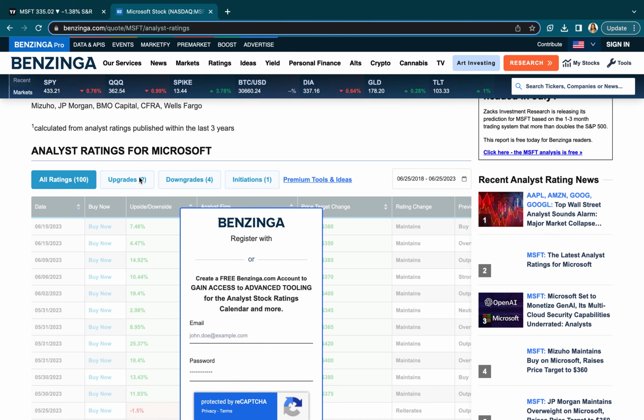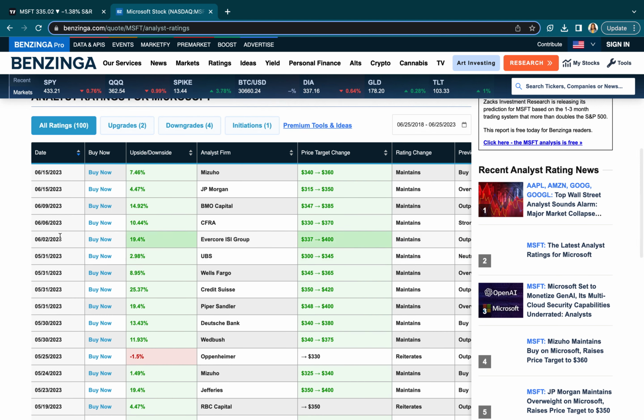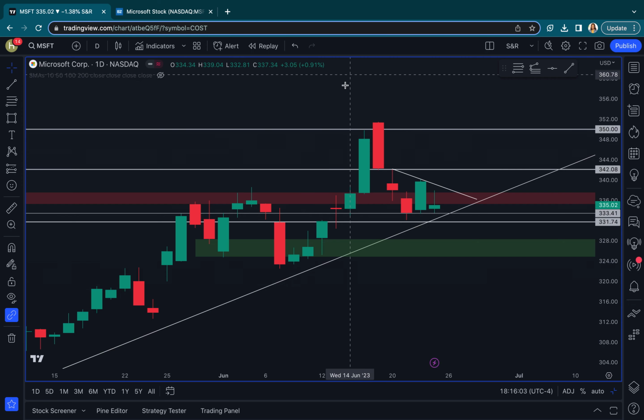Also, want to just take a look at what analysts are saying about Microsoft in the month of June. All bullish analyst ratings. All gave price increases up to 400, 370, 385, up to 350, up to 360. That's definitely bullish. So analysts are bullish on Microsoft, and to me, the chart still looks like Microsoft can be bullish. So, yeah, let's just see how it goes this week.